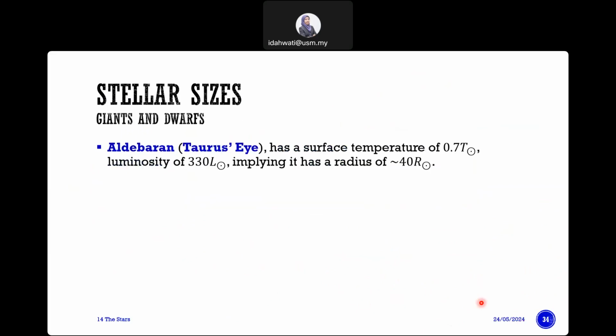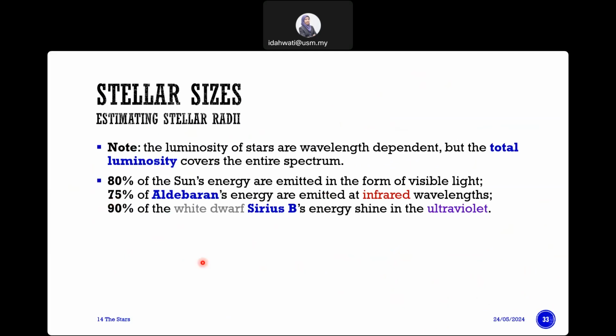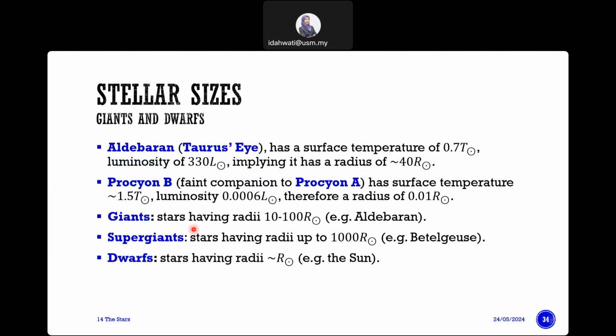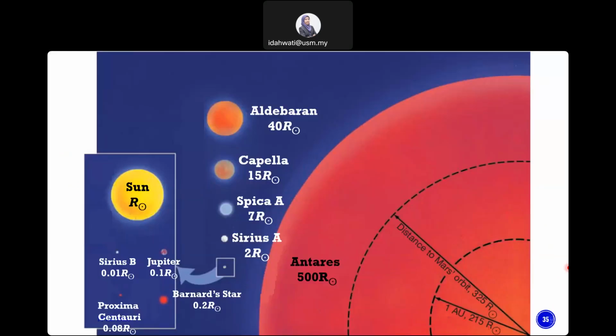So to estimate the stellar radii, we have this configuration for different stars. Maybe one example I can mention here is Aldebaran, which has a surface temperature of this value and a luminosity, and also implies a radius. So you can see the different types of stellar size. When you want to see a clear picture, to summarize all of this, this is the diagram. You can differentiate the radius and the size of the different stars mentioned.